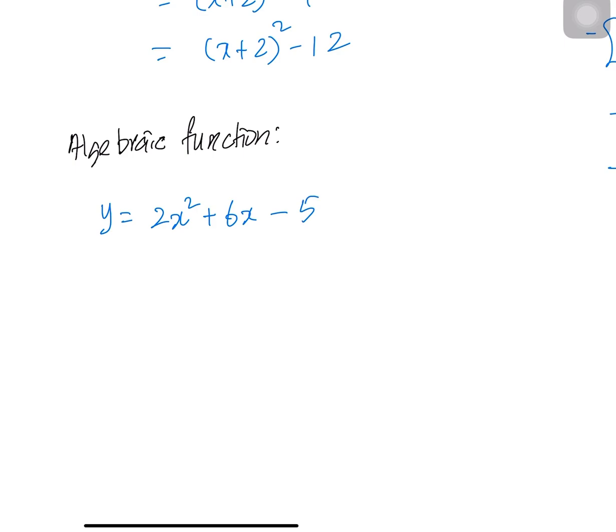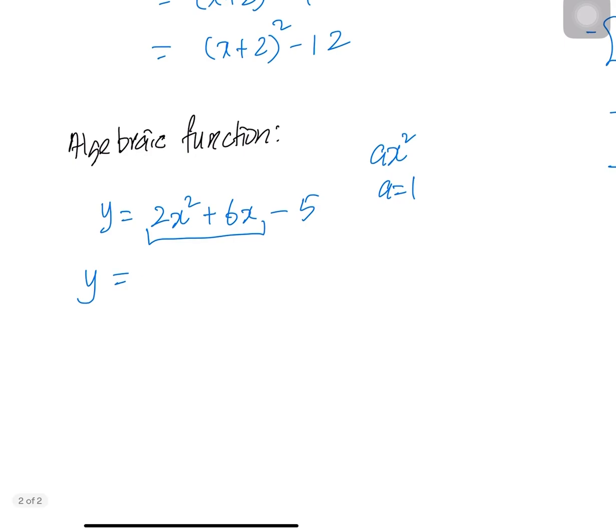Okay, so how should I go about doing completing the square? So same thing. I'm not interested in the x squared and the x term. I must make sure that my coefficient of x squared is 1. So this is 2, so I need to factorize. I just deal with these two terms. First thing, I should factorize out 2. So now it becomes 2 times x squared plus 3x, minus 5. Right, so now the coefficient of x squared is 1.